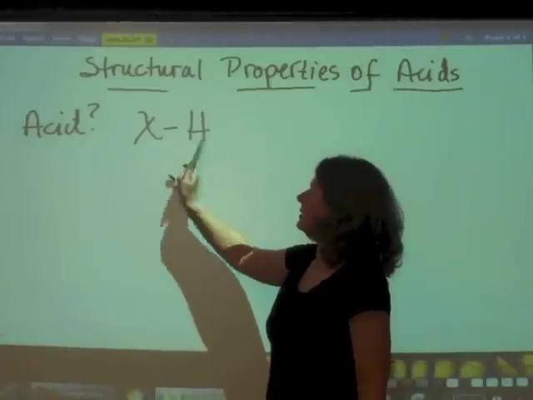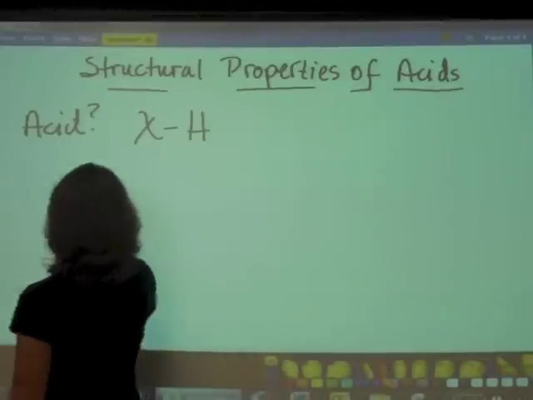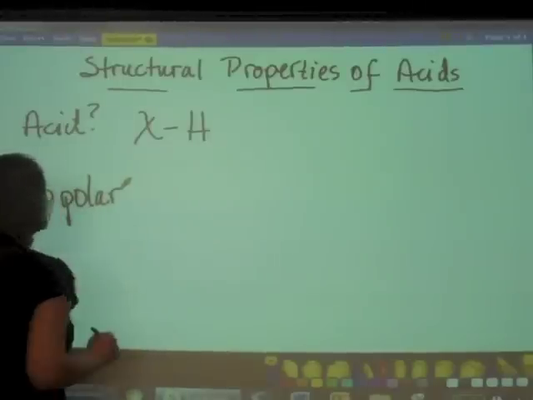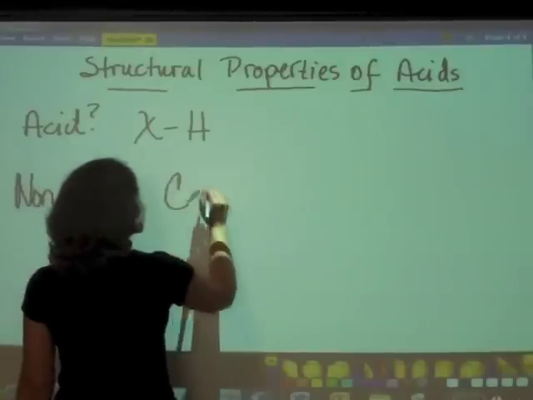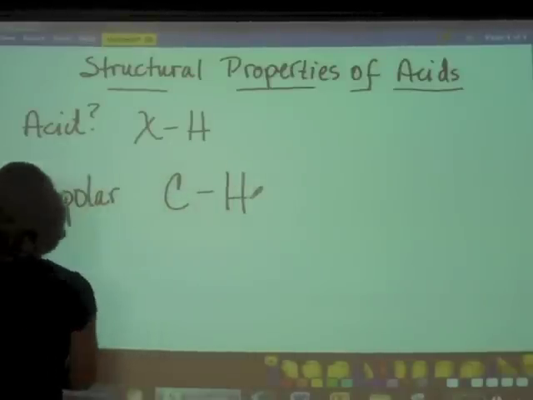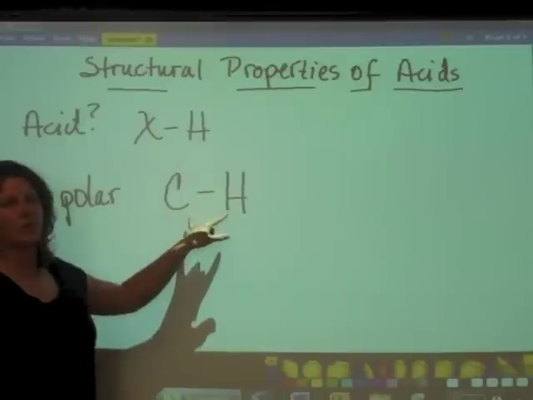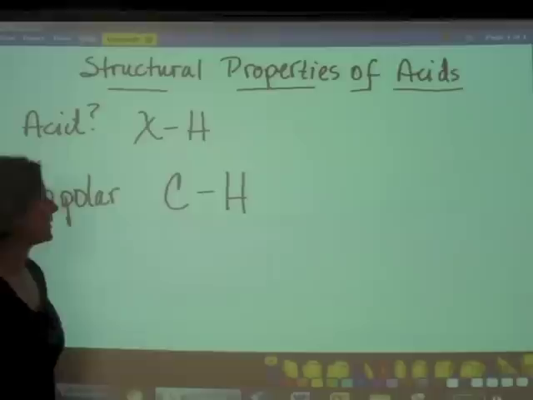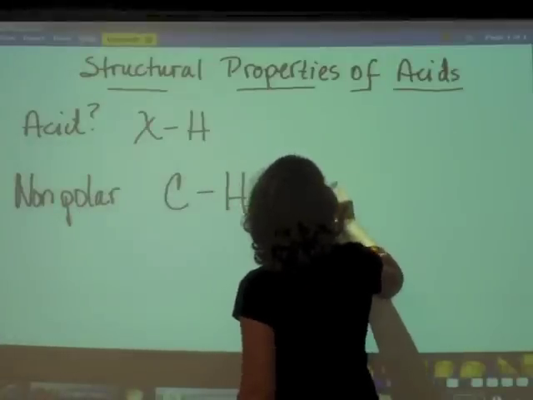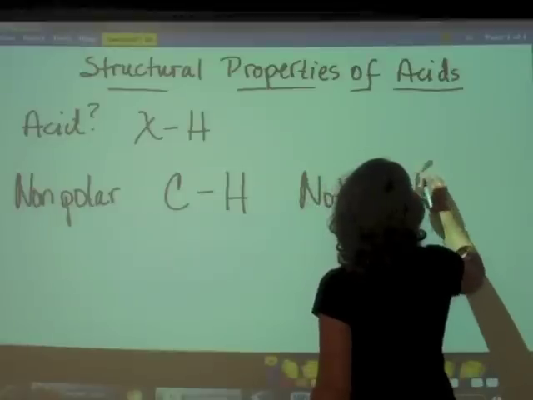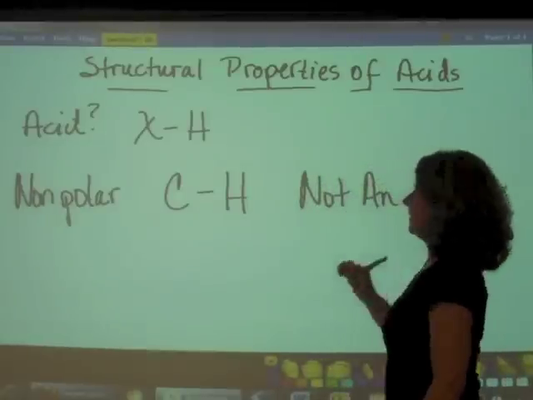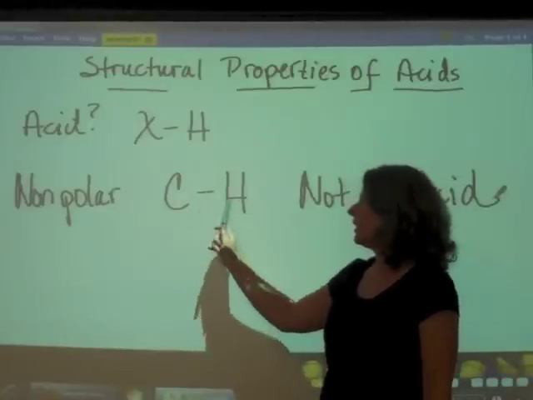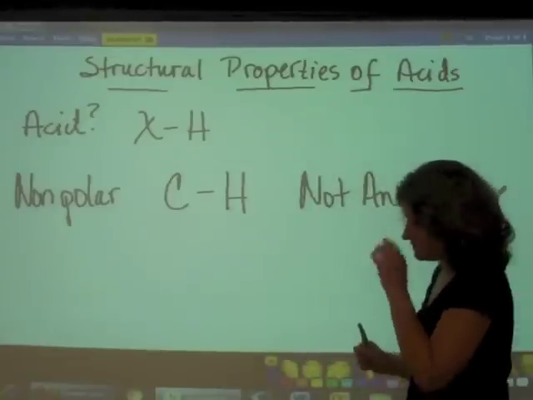If this bond is nonpolar, so for instance, a carbon-hydrogen bond, we say this is a nonpolar bond, that they are sharing electrons equally. And so this is not going to be an acid. Okay, they are sharing electrons, nonpolar bond, they're sharing them equally. This hydrogen is not going to dissociate.